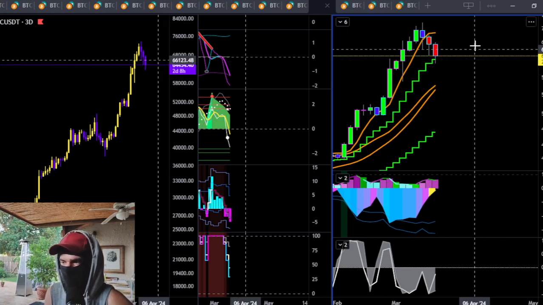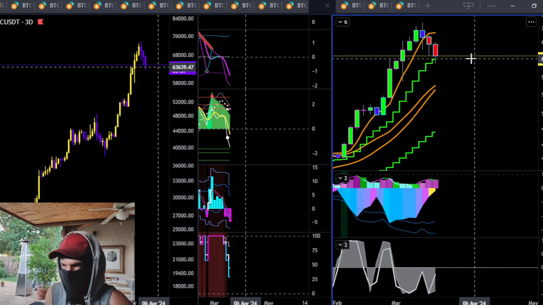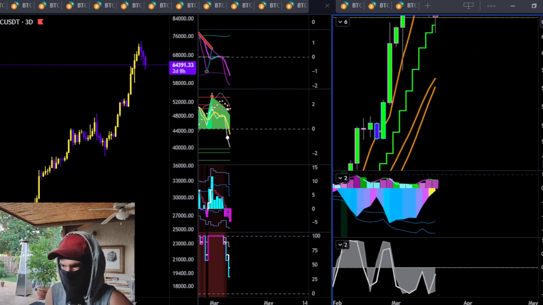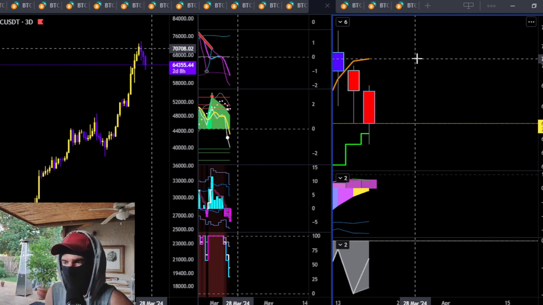If it holds above here, it gets range trapped. So if it holds above 63,000, this is getting a little bit tight. Let me just zoom in. If it holds above 63,410, it could maybe push for 70,700.